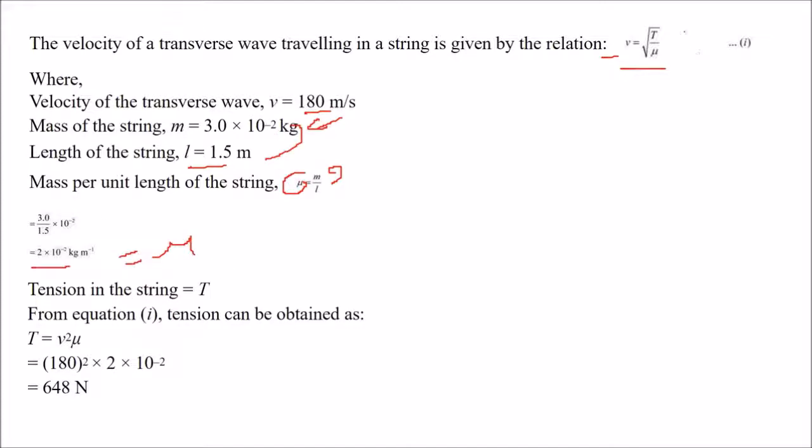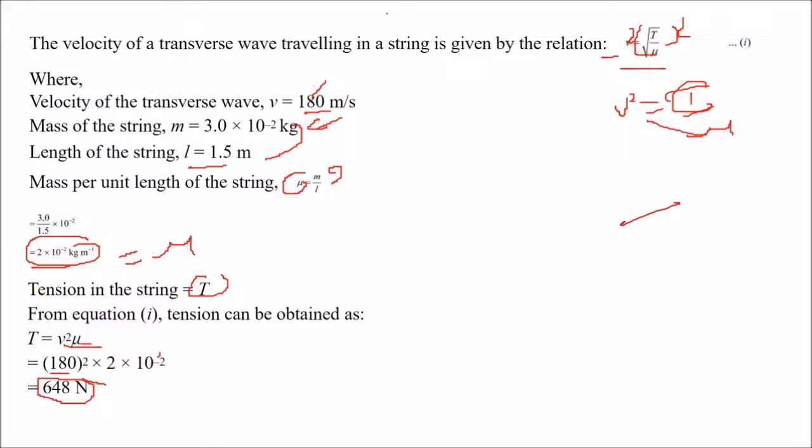Now T is the tension, and we have to find out the tension. Let us square both sides, so you get V square equal to T by mu. You have to find out T, so take mu here: V square into mu. V is 180, so 180 whole square, this is the velocity, and mu is the value we just found. Multiply these two, and you get tension as 648 Newton.